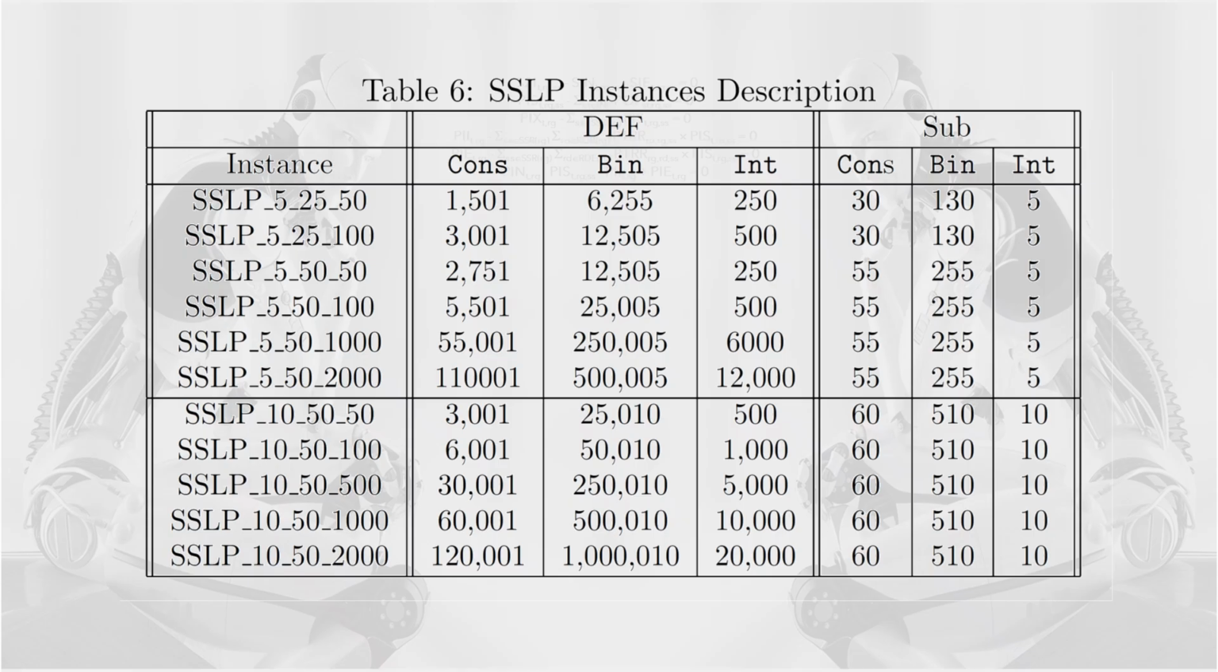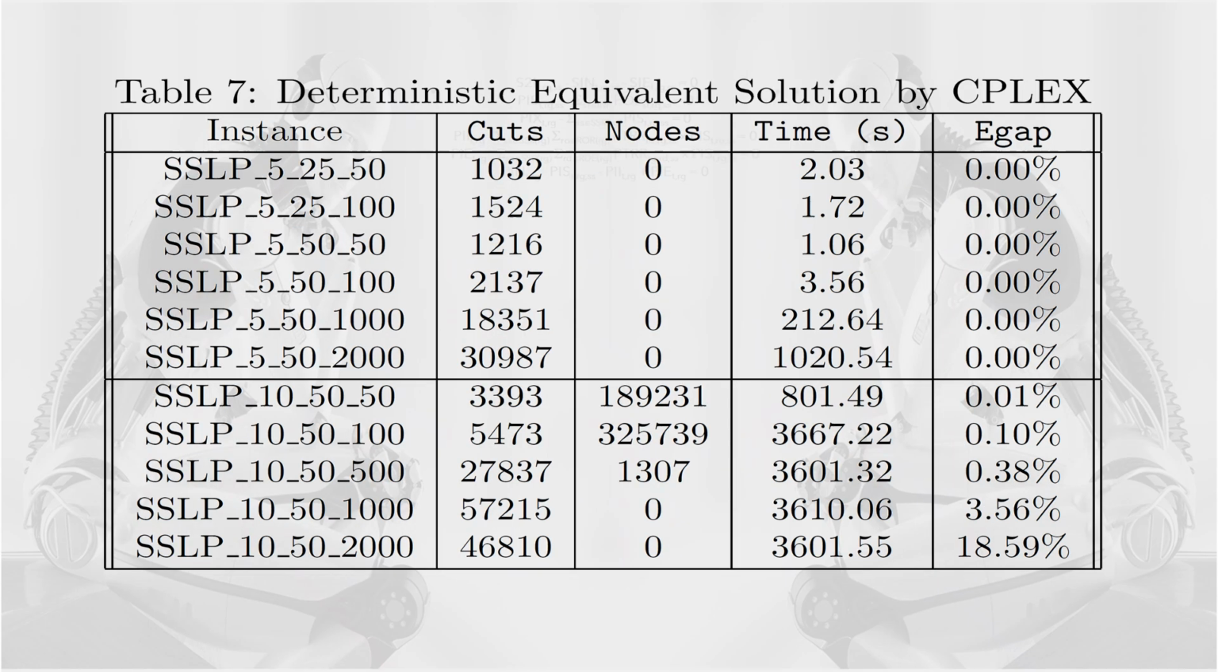Table 6 shows the size of the deterministic equivalent formulation, DEF, and the sizes of the subproblems, sub, of the test instances. In the table, cons, bin and int denote the number of constraints, binary variables and integer variables, respectively. Table 7 reports the performance of CPLEX 12.4 with default settings on the deterministic equivalent problems. The time limit was 1 hour. The table reports the total number of cuts generated by CPLEX, the number of branch and cut nodes explored by CPLEX and the end gap at termination.